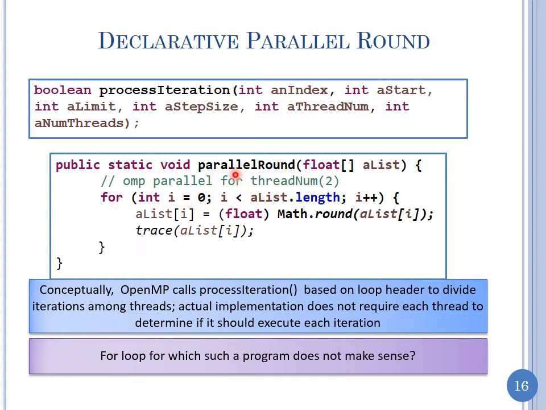Can you imagine this for attribute not making sense for valid for loops, for real for loops? So this is my question. Give an example of a for loop for which such a pragma, I should have said pragma, not program, such an attribute does not make sense.